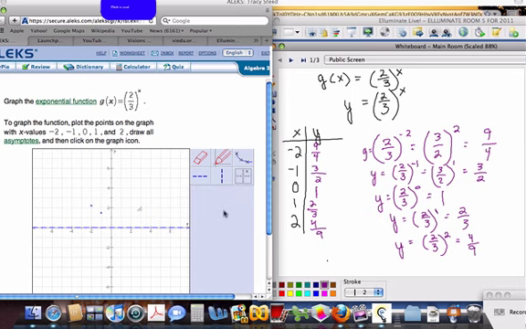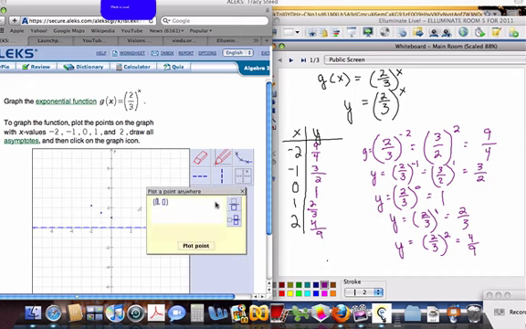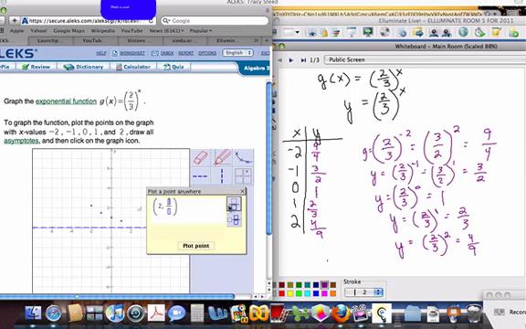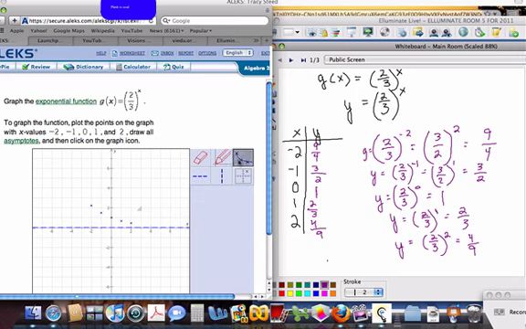And 0, 1. And then I'm going to go back to that tool and plot 1 and 2/3. And then 2 and 4/9. Use my tool, and there's my graph.